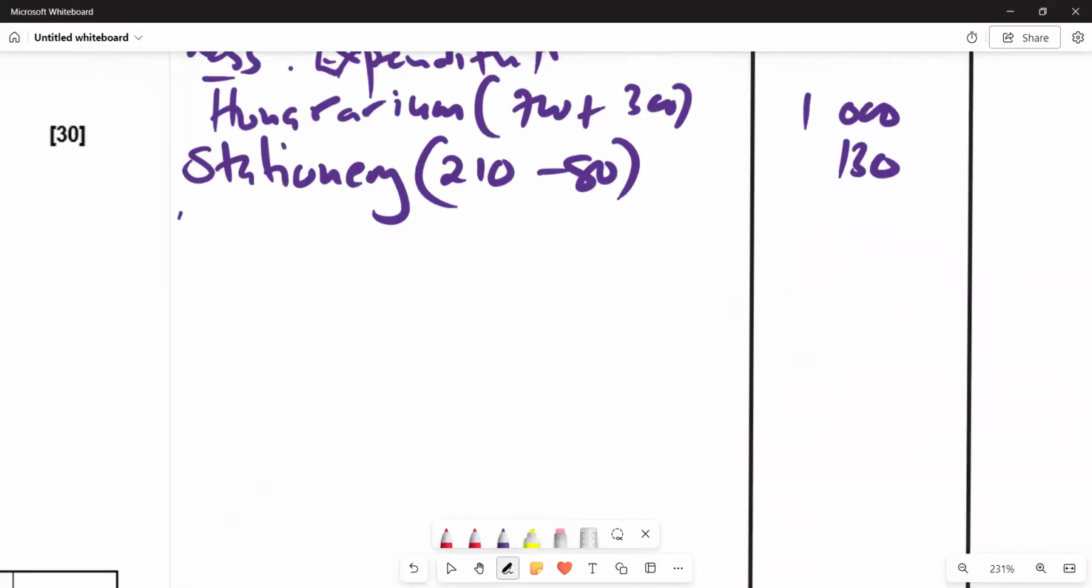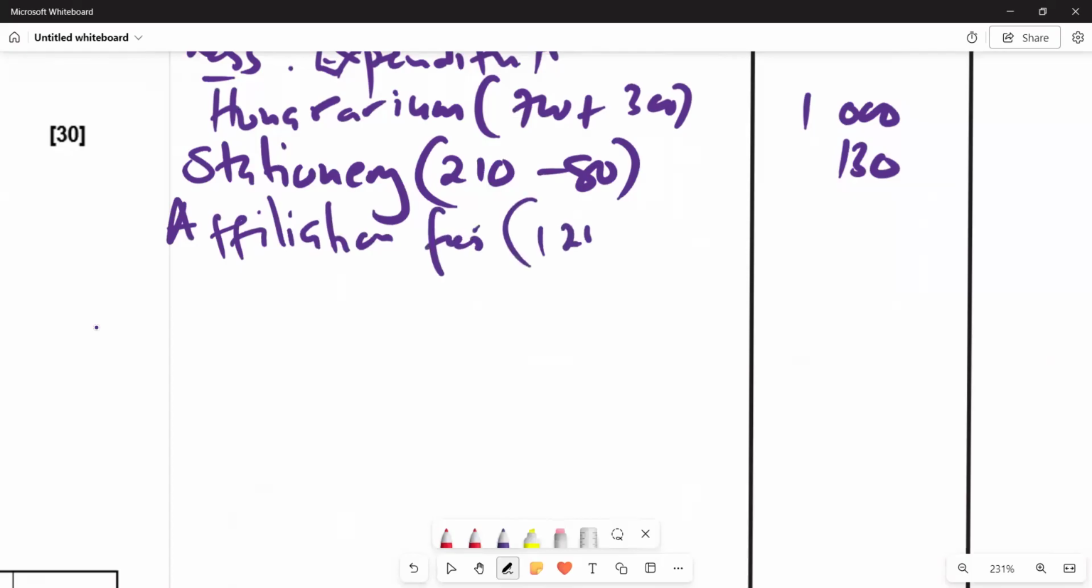So we are saying affiliation fees. Then we have 1,240, then you subtract your 300. Then obviously you're going to get your 940. We go again to check the next one.